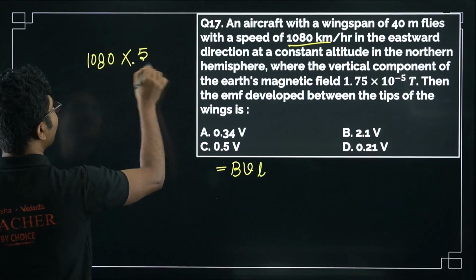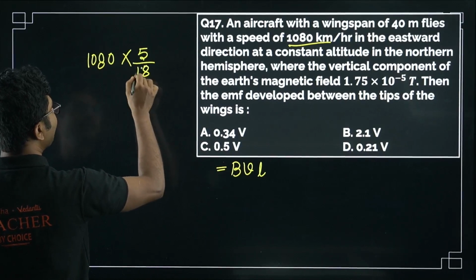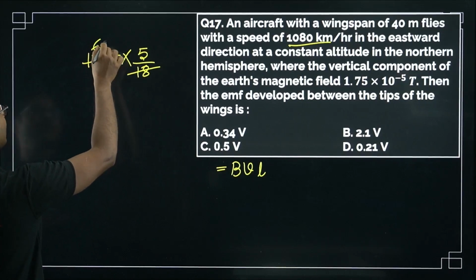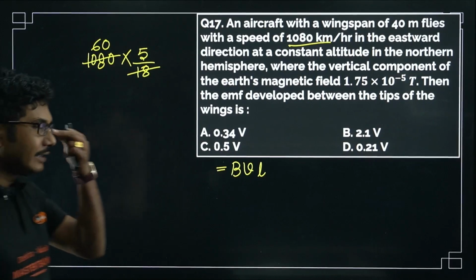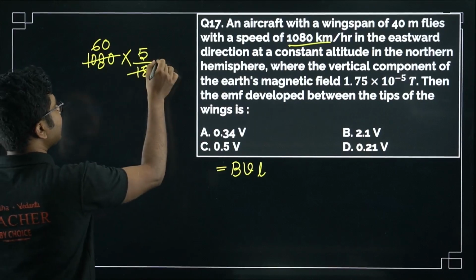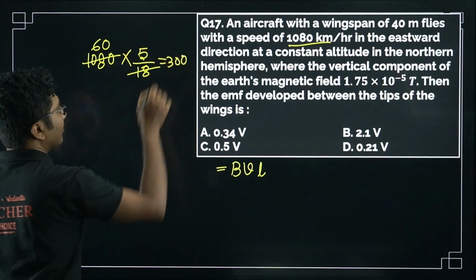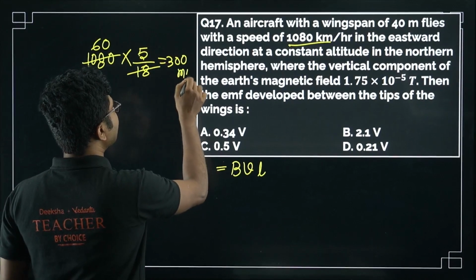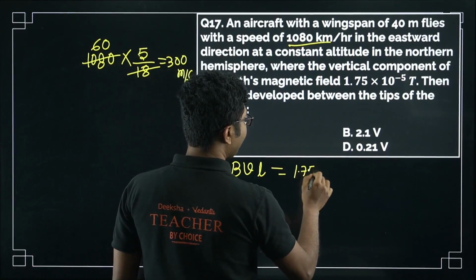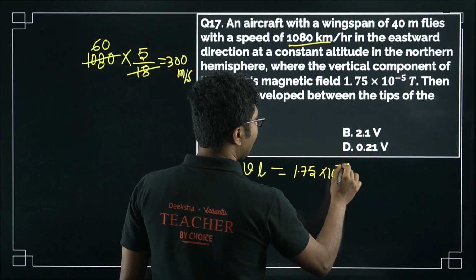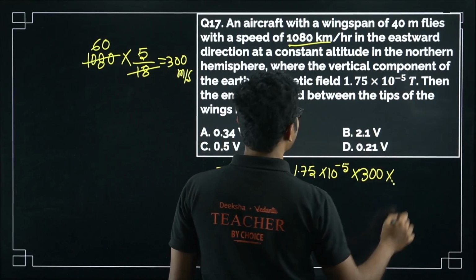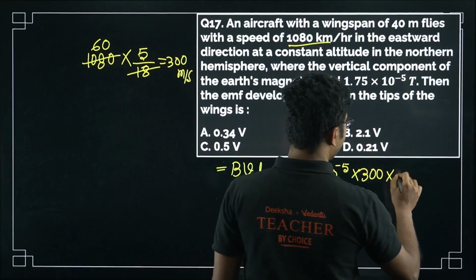So what is the conversion factor? 5 by 18. So 18 into 6 is 108, so it will be 60 over here, and 5 into 60 is 300. Okay, so 300 meter per second is the conversion. Now you have to put that value: 1.75 into 10 to the power of minus 5, V is 300 and L is 40 meter.